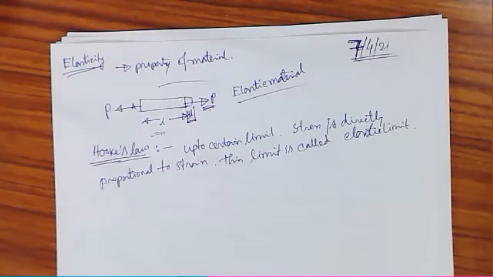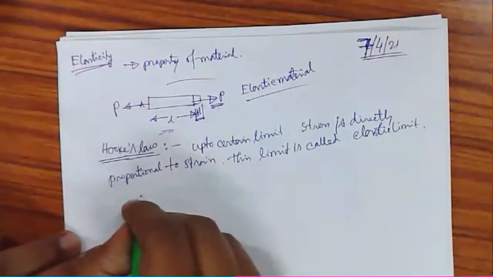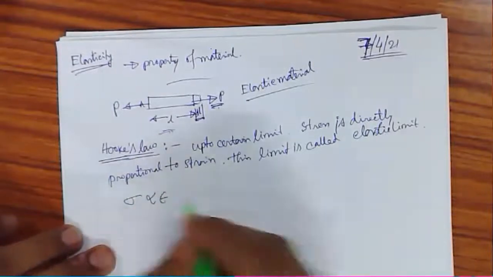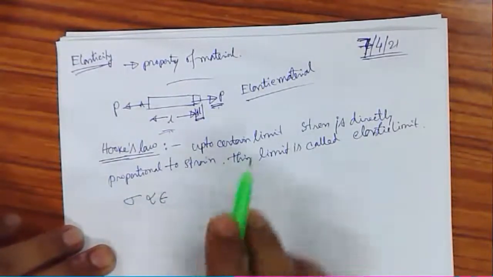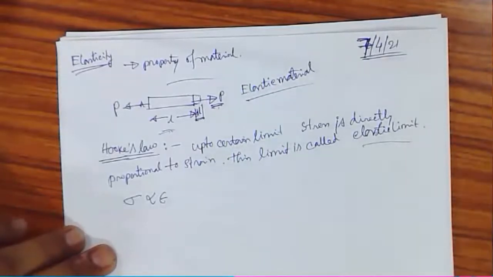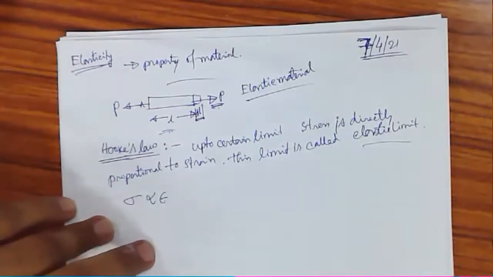So mathematically, it becomes stress, normally given by sigma, directly proportional to strain up to a certain limit. That is called elastic limit. So if we increase the load more than elastic limit, then the object tries to come back to its previous shape and size, but there is some permanent residual deformation.